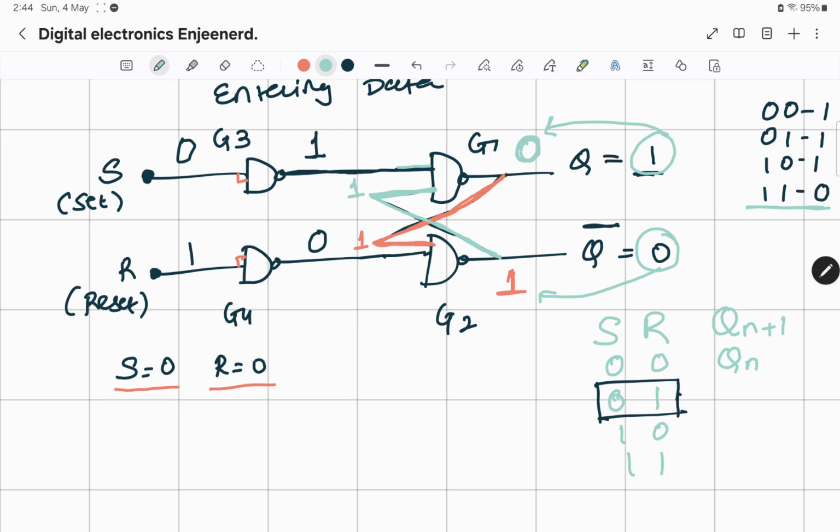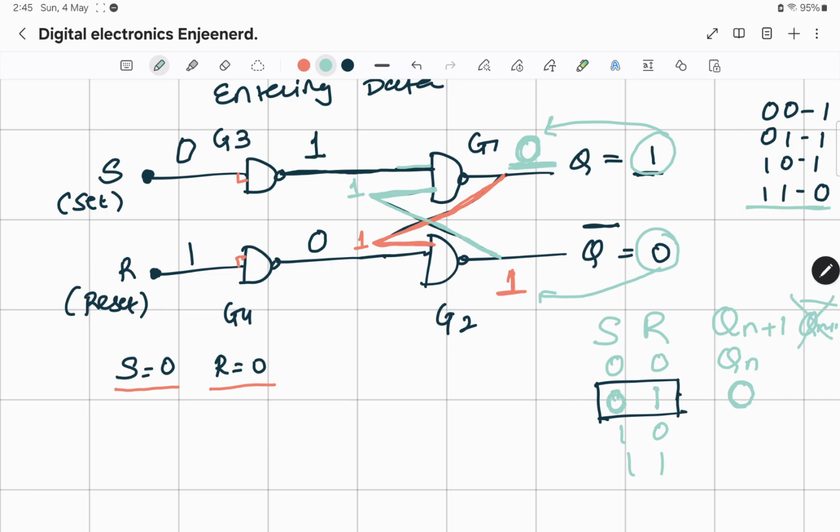Which means, whenever your S is equal to 0 and R is equal to 1, R stands for reset, which means it is resetting the value of Q to 0. And hence at Qn plus 1, I will write a 0 here. Remember, this Qn plus 1 is the value of Q that we are writing and not Q bar. You can also write Qn plus 1 bar, that is also okay, but not required.